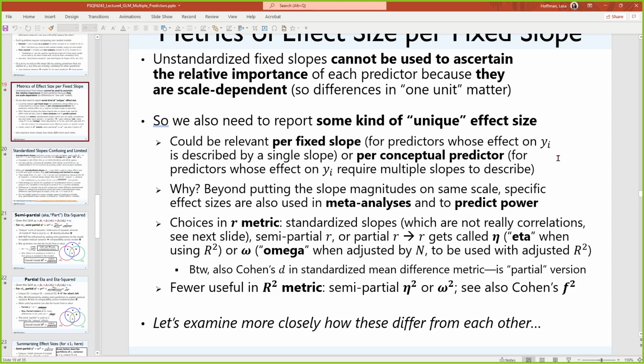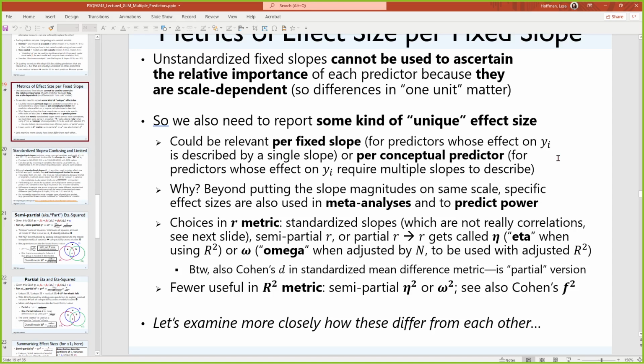Because the slope is always going to be in units. So it's in dollars or pounds or years or whatever X is. And so just looking at that number isn't going to tell us how strong the effect is. Likewise, if we wanted to compare slopes and say, what's the most important predictor in my model? I can't just look at their numbers and answer that question because they're all on different scales.